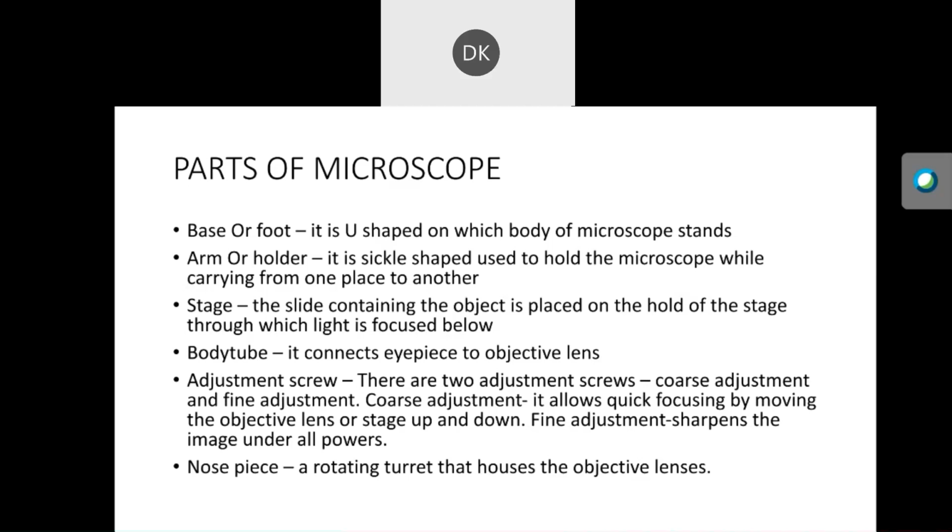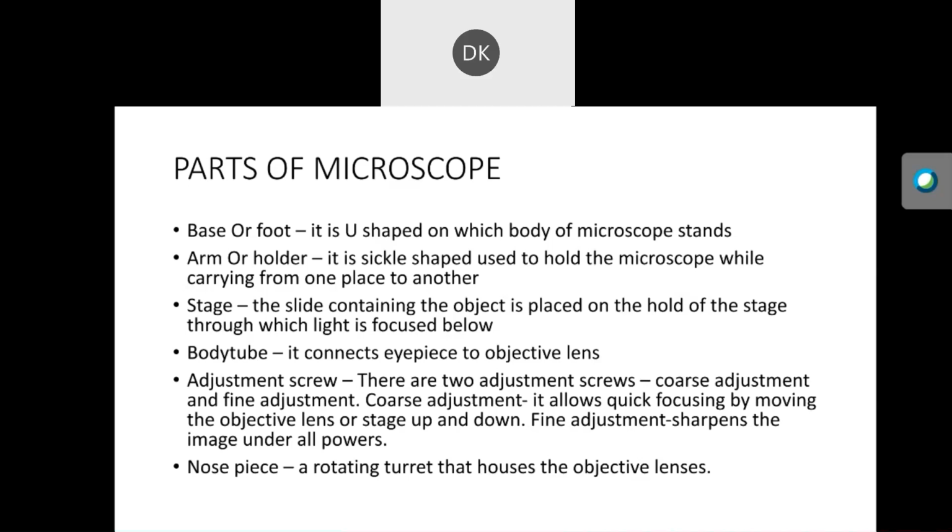Body tube. It connects the eyepiece to the objective lens. Adjustment screws. There are two adjustment screws, coarse adjustment and fine adjustment.